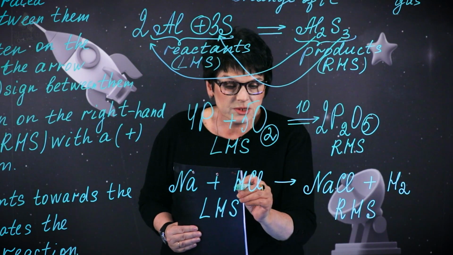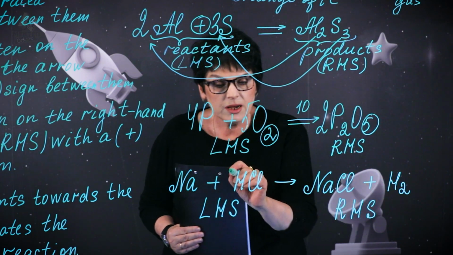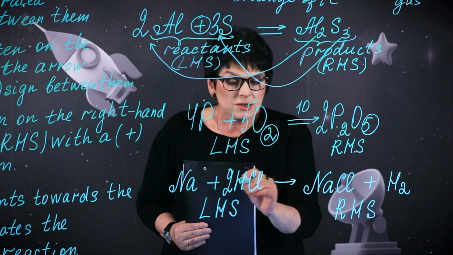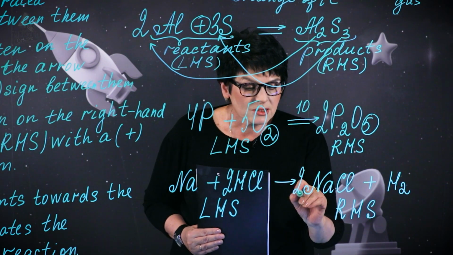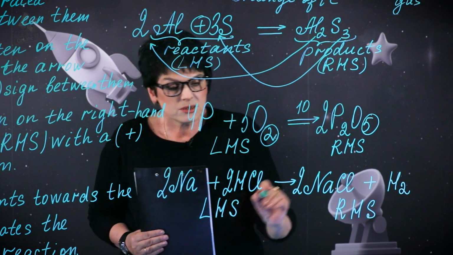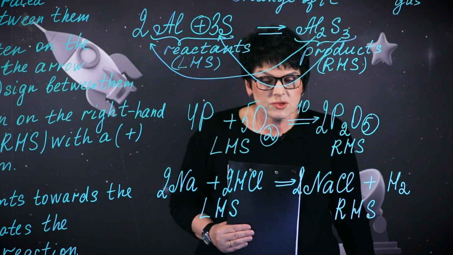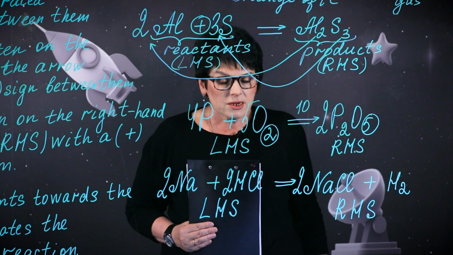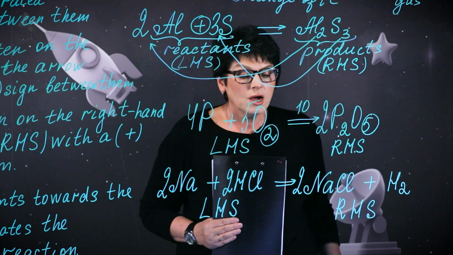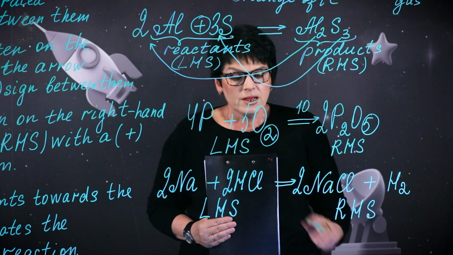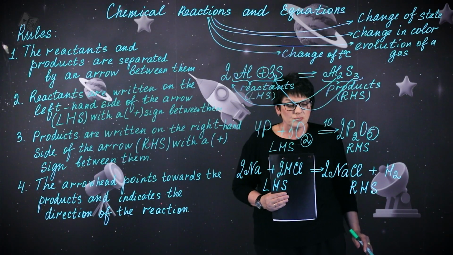Okay, let's begin with hydrogen. Here he is by himself, here he is in pairs. Then we will add a coefficient of 2 before HCl. Then we will put a coefficient of 2 in front of sodium chloride. And let us finish with the 2 before sodium. So we could interpret this equation as follows: 2 Na plus 2 HCl equals 2 NaCl plus H2. Left and right sides, hopefully clear here.